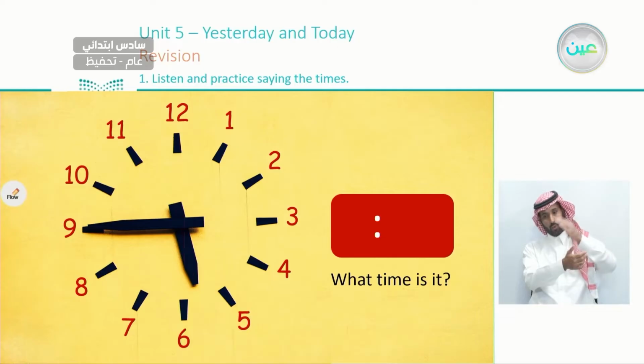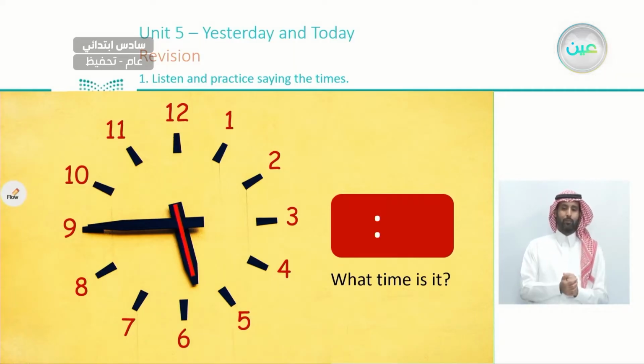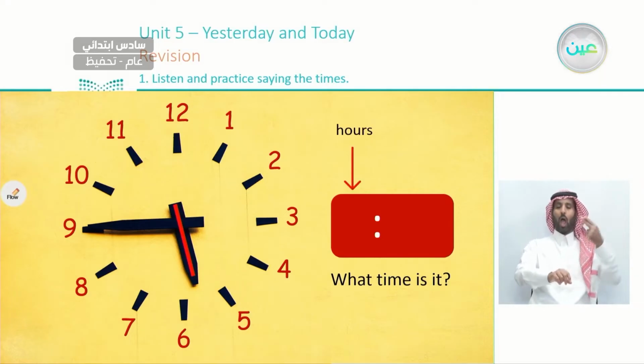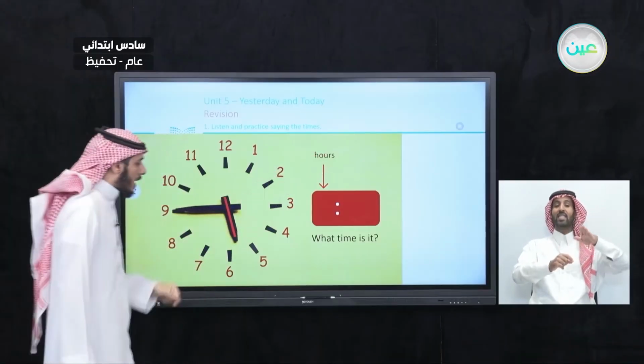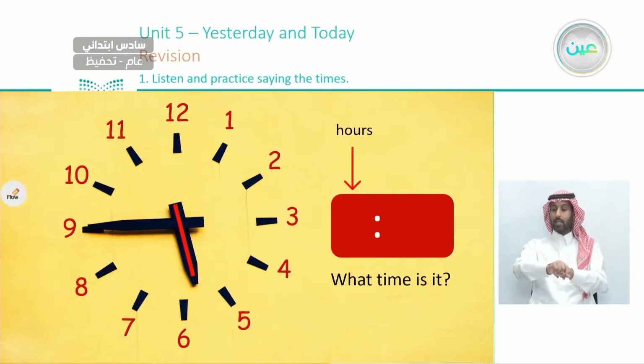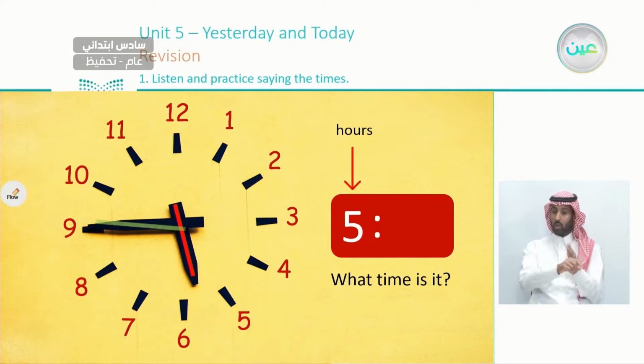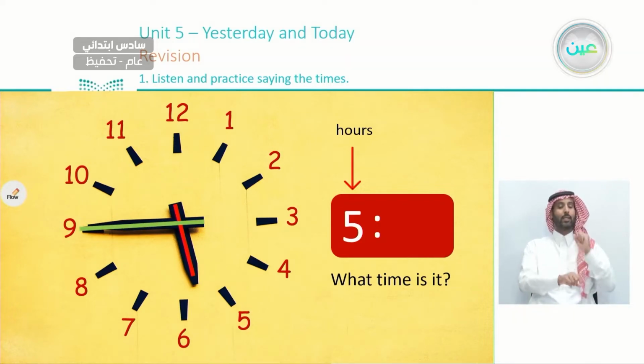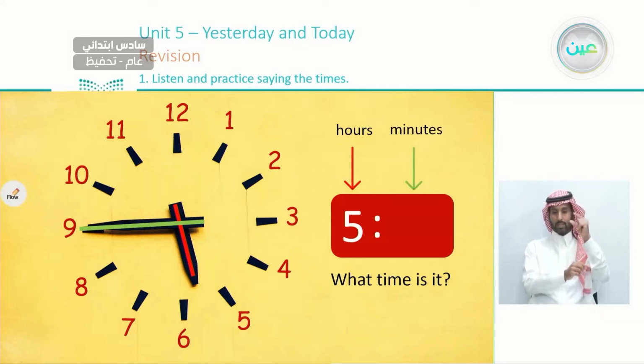Okay, now the short hand here is for the hours. Now what is it pointing to? Pointing to number 5. Excellent. So we will say what? It's 5. Now we will talk about this. What is this? This is the long hand. Okay, so this hand is for the minutes.